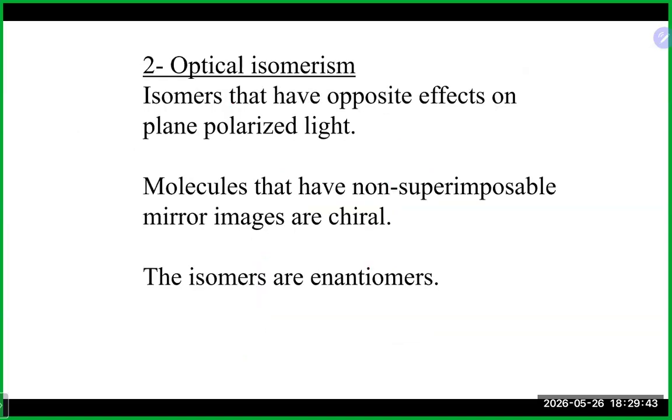Now, optical isomers can have an effect on plane polarized light. Molecules that have a non-superimposable mirror image are referred to as chiral molecules. And the isomers are sometimes referred to as enantiomers. So if a molecule is chiral, what that means is if you take that molecule and put it up to a mirror, and you take the reflection out of the mirror, it will not be able to be superimposed on top of the original one.